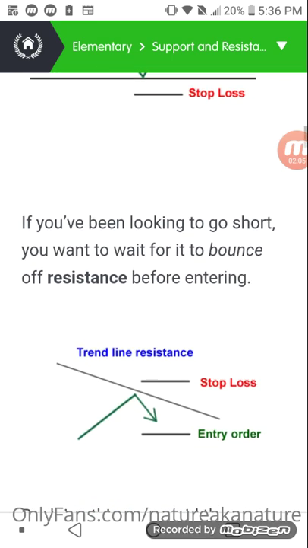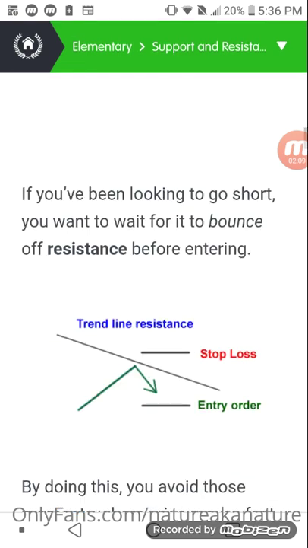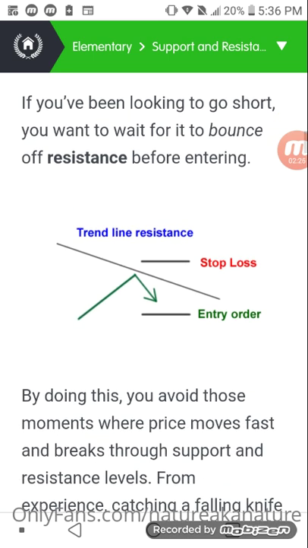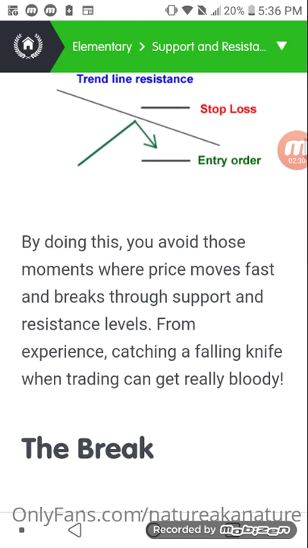Same thing with the resistance. If you want to sell, you want to wait for price to bounce off the resistance. So if you've been looking to go short, you want to wait for a bounce off the resistance before entering. So this is a trend line, waiting for the price to bounce off the resistance. Then you place your entry order right there, once price bounces off the resistance, with the stop loss above the resistance. By doing this, you should avoid those moments where price moves fast and breaks through support and resistance levels.